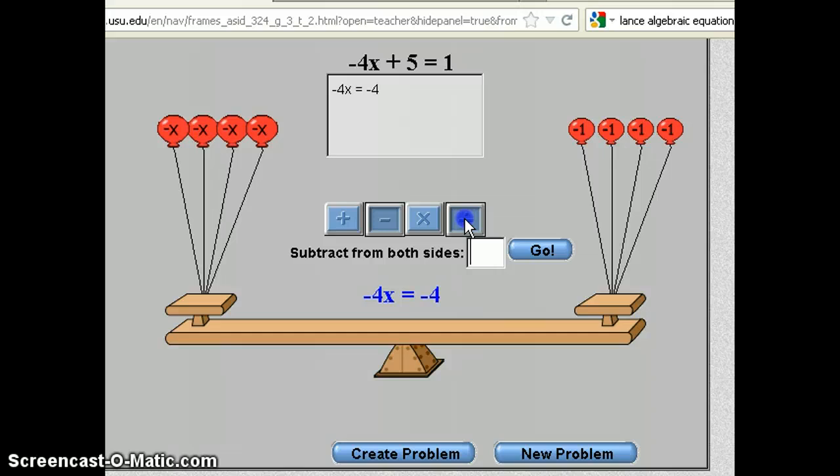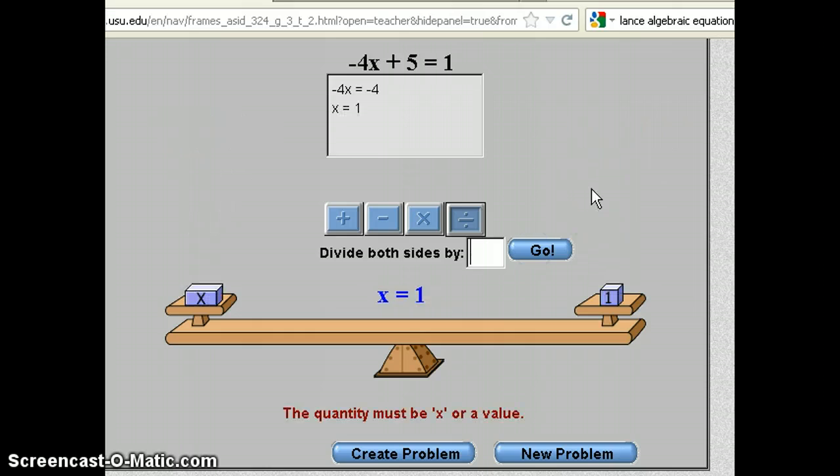Next, we want it to divide by negative 4. Now why negative 4? Because that's the number in front of the x. It's being times by x. Right? So negative 4 times x. Opposite of times is to divide. And hit go. There we go. And there we get it. Right? We get again x is 1.